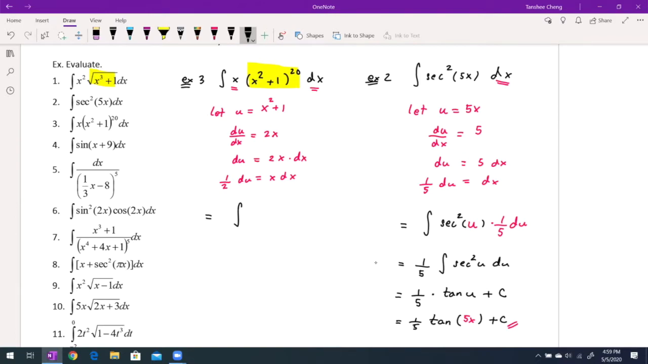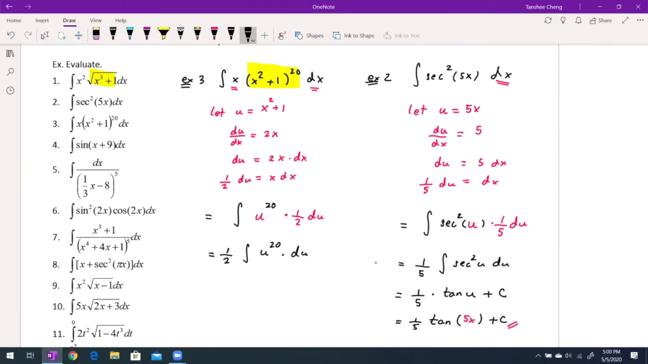u to the 20th power, times this x and dx, which will be substituted with 1/2 du. So our integrand is a function of u, and we are integrating with respect to the variable u. Everything is now neat, and we changed it into a simple power function. Using the properties of the integral, factor out 1/2.